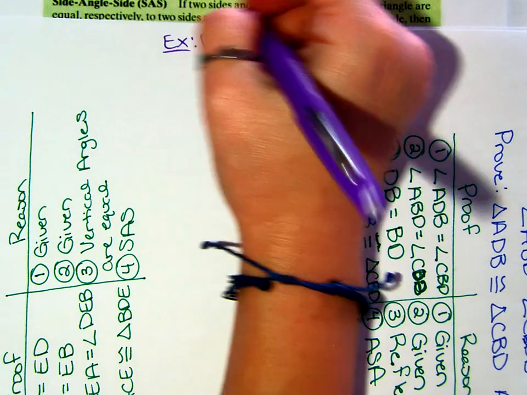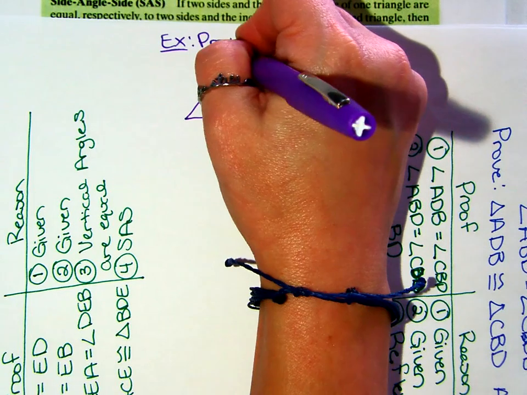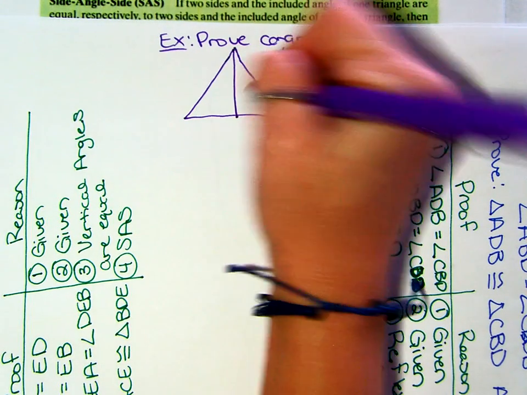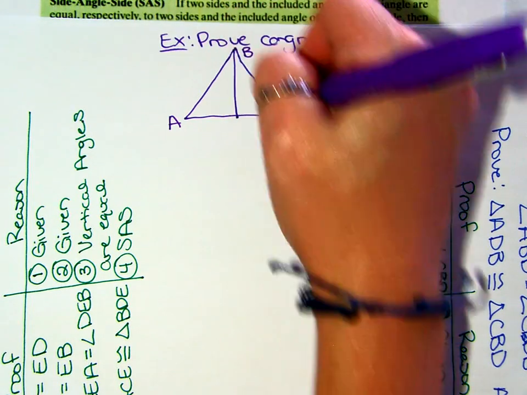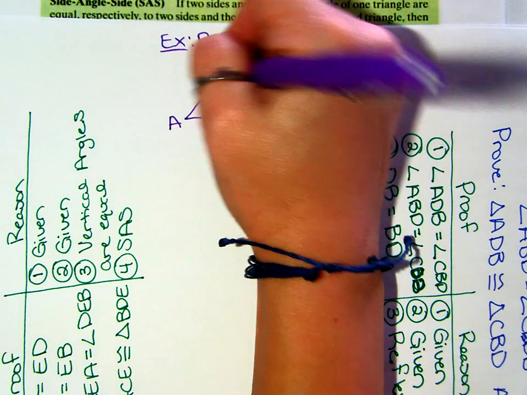So here's our picture. We're going to have a big triangle. We have a line running down the middle. This is A, B, C, D.